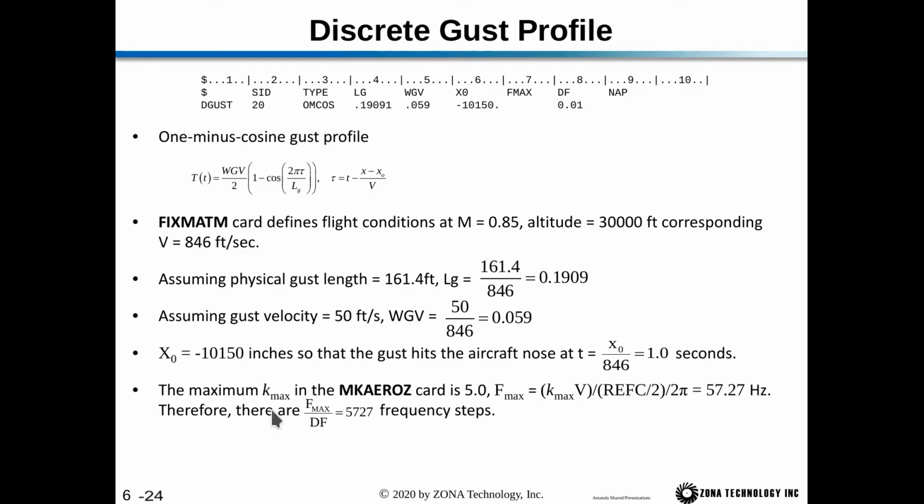And the maximum Kmax in the MK-ARO-Z card is 5. So Fmax is equal to Kmax times V over ref C over 2 divided by 2 pi, which is 57.27 hertz. Therefore, there are Fmax over dF, or 5,727 frequency steps, because Fmax is blank here.